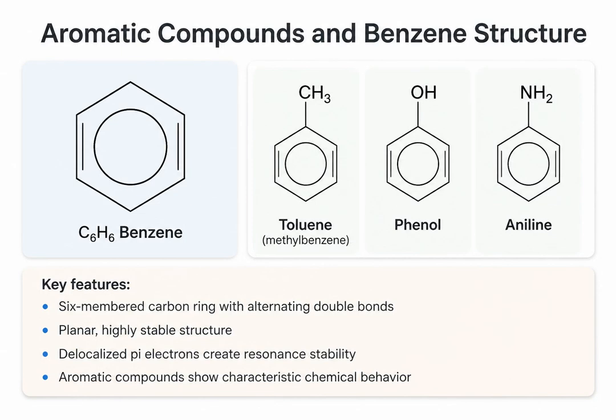Aromatic compounds are organic molecules built around a benzene ring, a six-membered carbon ring with a special kind of stability. The benzene ring consists of 6 carbons arranged in a hexagon, each bonded to one hydrogen. What makes benzene remarkable is that its electrons are delocalized across the entire ring, creating resonance stability that makes it far more stable than we'd expect from a simple structure with alternating double bonds. This delocalization is why benzene and its derivatives, like toluene, phenol, and aniline, behave so distinctively in chemical reactions. The aromatic ring acts as a stable core that can accept various substituents.